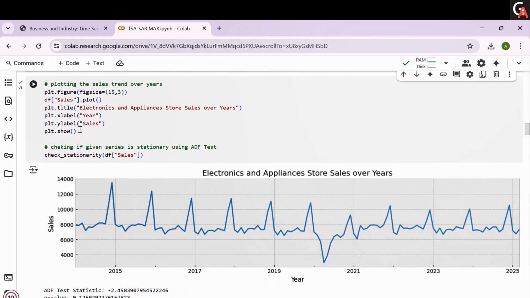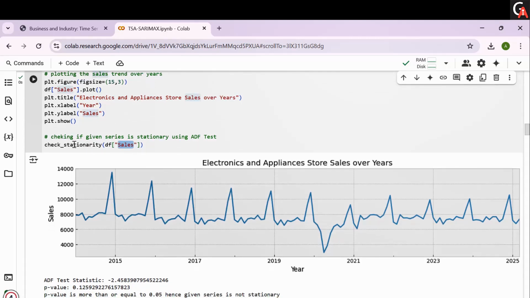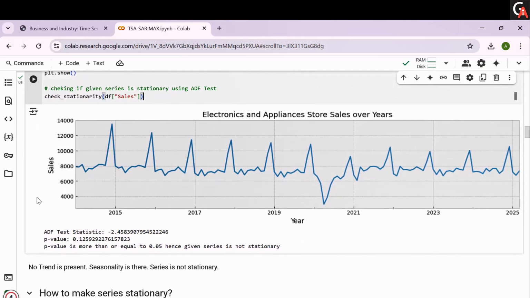As a first step, I have plotted that series with respect to time and I have set its width to 15 and height to 3, and on the x-axis we have the year and on the y-axis we have the cells. I have given a title to that chart, and I have also passed this series to our check stationarity function. Now what is the result that we have got? In this series, there is no trend present. What is the trend? We have already seen that. You cannot see here any kind of uptrend or downtrend, and hence no trend is present.